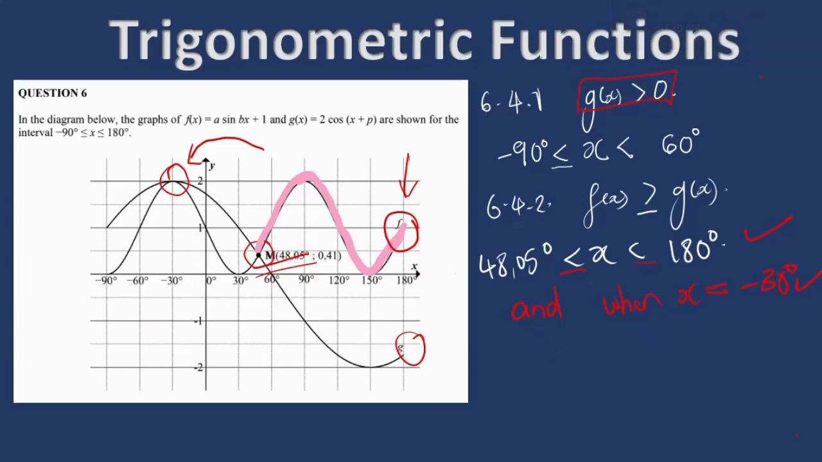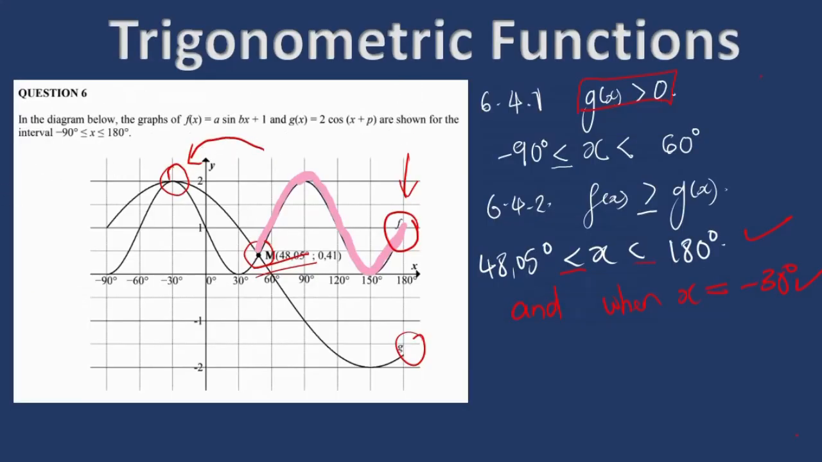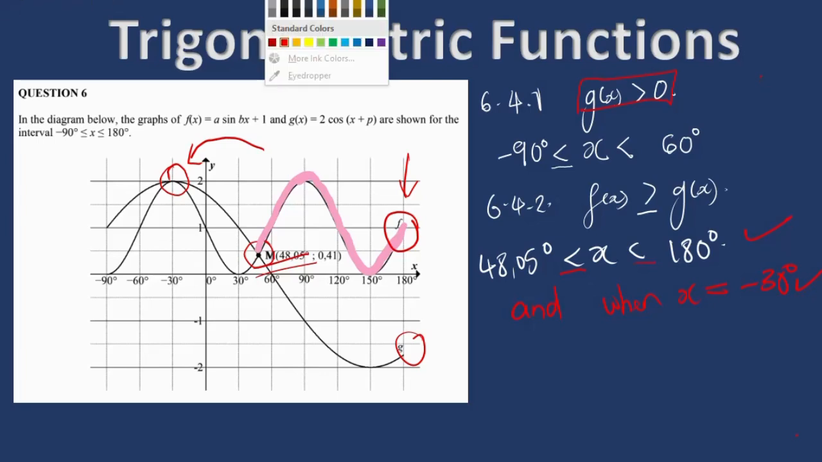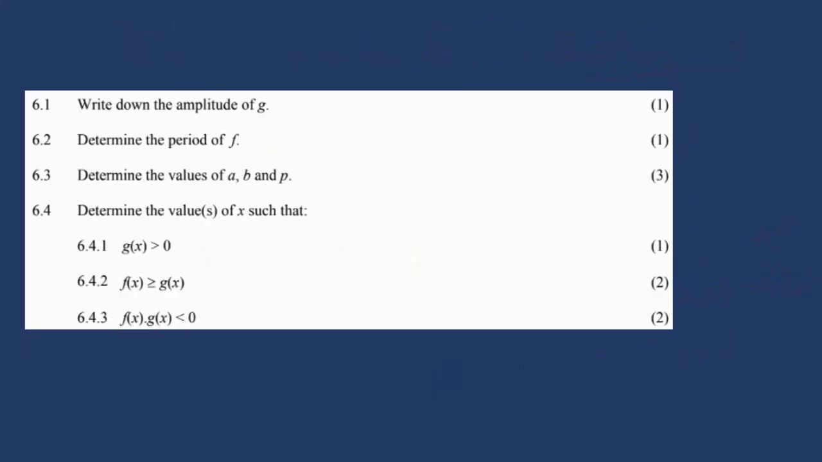So last question. Last question, they want to know when is the product of these two graphs a negative answer? Now that's interesting. Let me write it down. When, 6.4.3, when is f of x times g of x less than 0? There's no equal sign, right? Yes, there's no equal sign.